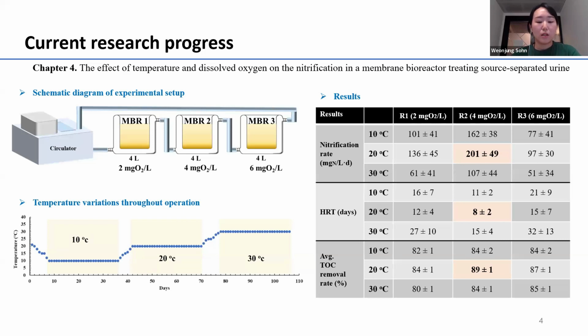The result is summarized in the table. And as you can see, 20 degrees of temperature with 4 milligram per liter of DO showed the best nitrification rate of around 201 milligram per liter per day, and the following short HRT of around 8 days, as well as better TOC removal rates compared to other conditions. The experiment of this study has been finished. However, microbial community analysis is currently under planning for further in-depth supporting information.